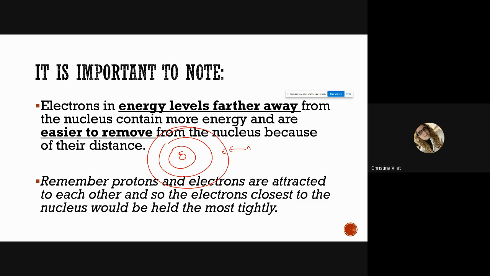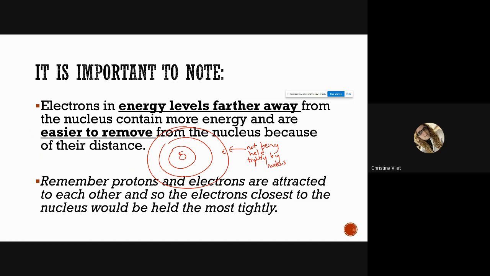So it's not being held tightly by the nucleus. Got a weaker force. So if something else came along that had a stronger pull, it would actually be able to steal that electron. So electrons that are in the farthermost energy levels are actually much easier to pull than electrons that are right close to the nucleus.